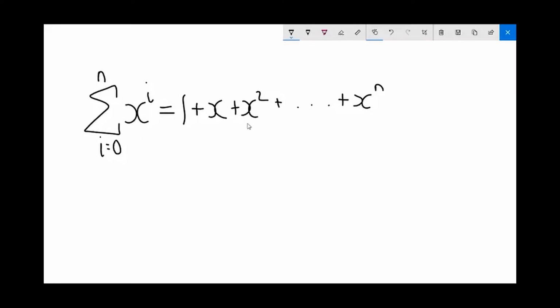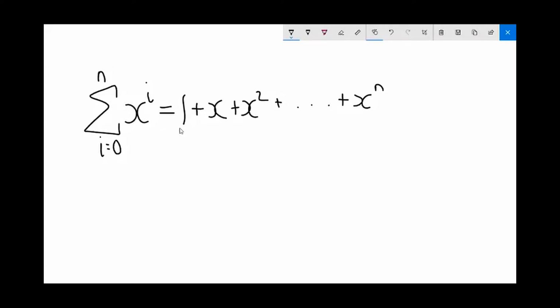So you have likely seen this equation here before. It's the geometric series with first term 1. It has a common ratio of x, so as you can see, every term you multiply it by x to get the next term, and it has n plus 1 terms. So a very common mistake is thinking that there are only n terms, but as i equals 0, clearly there will be n plus 1.